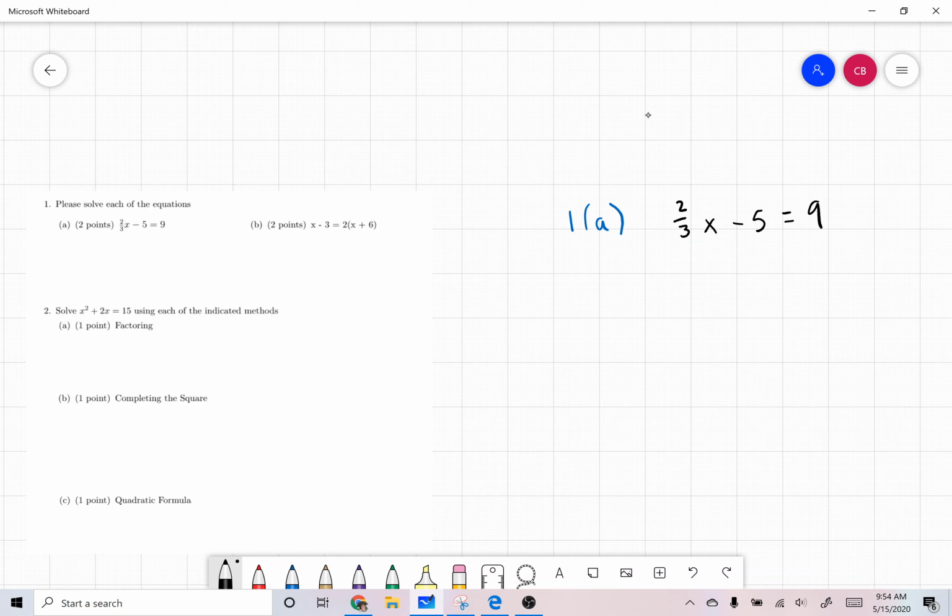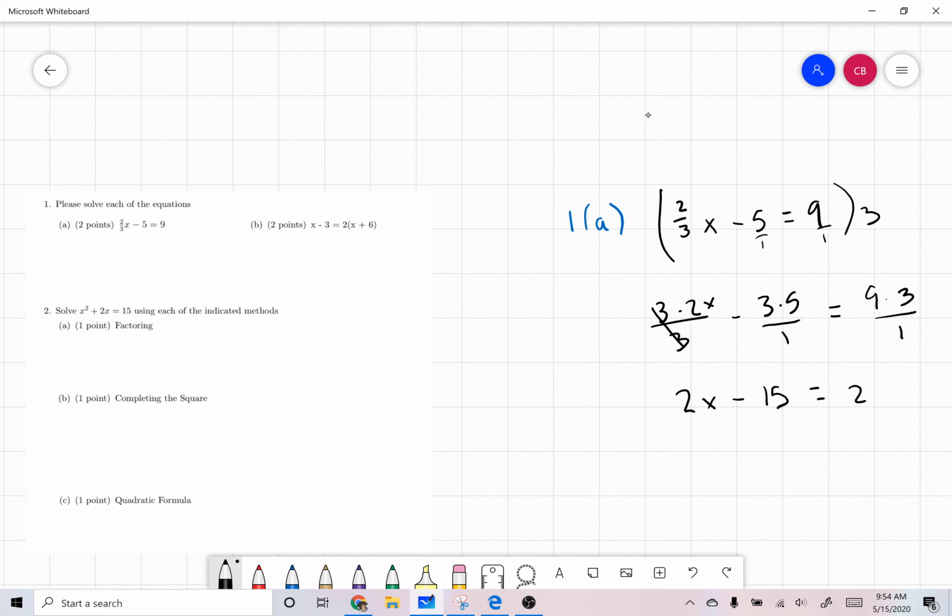For this one, we want to clear the denominator. So there's a 3 down here. If we multiply everything by 3, because this has a 1 under it and this has a 1 under it, that will take care of our issue. So this is going to be 3 over 3 times 2x minus 3 times 5 over 1 is equal to 9 times 3 over 1. Well, 3 and 3 cancel. This is 2x minus 3 times 5 is 15 equals 27.